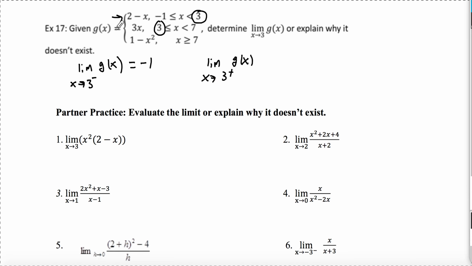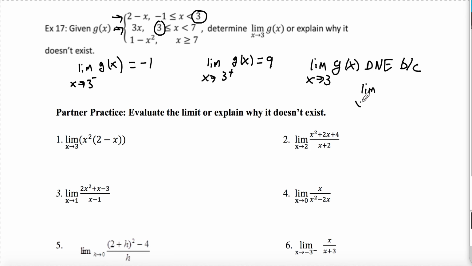The right-hand branch is this one right here, the middle one. We plug in 3 into the right-hand branch. That's 3 times 3, which will give me 9. So we can say the limit as x approaches 3 of g of x does not exist because, look, our left-hand and our right-hand limits are not equal.